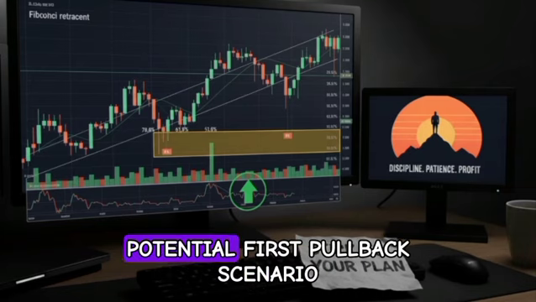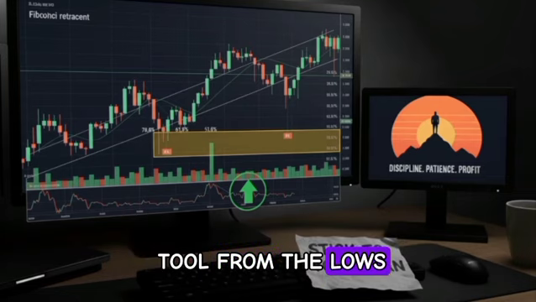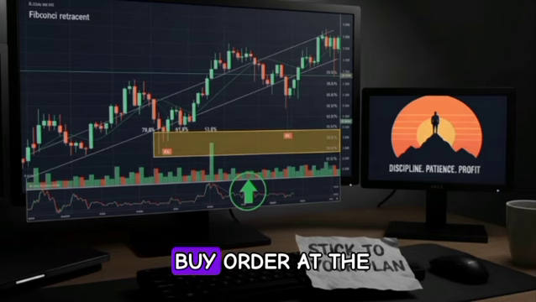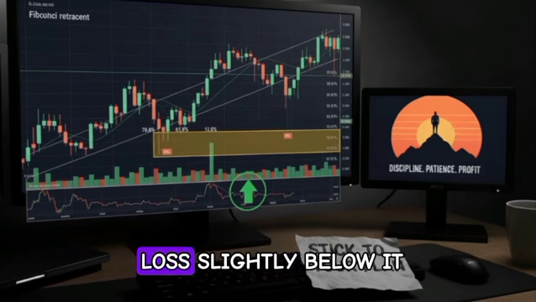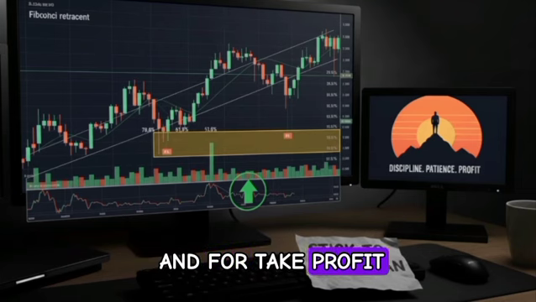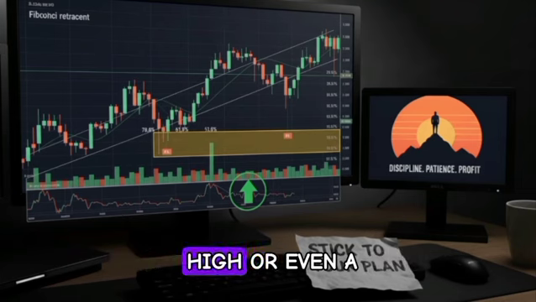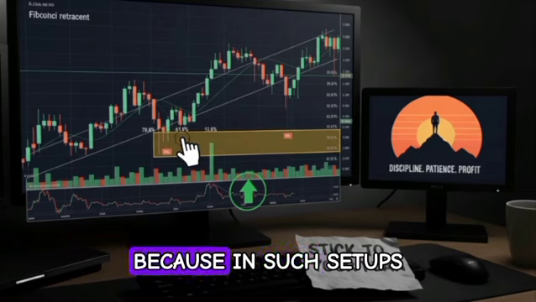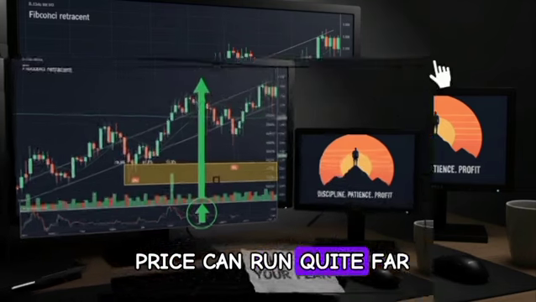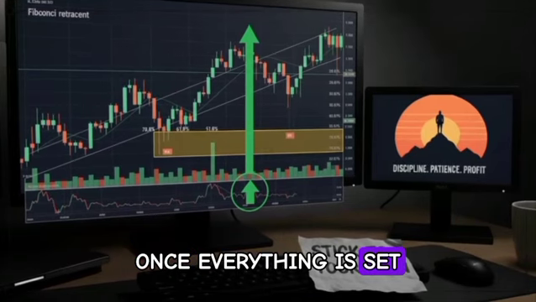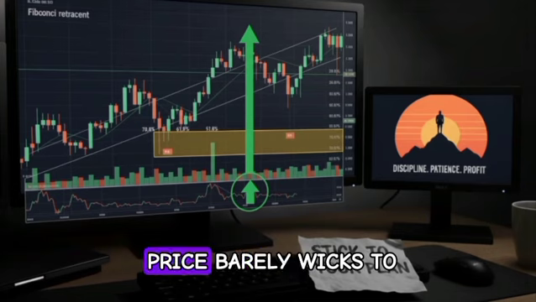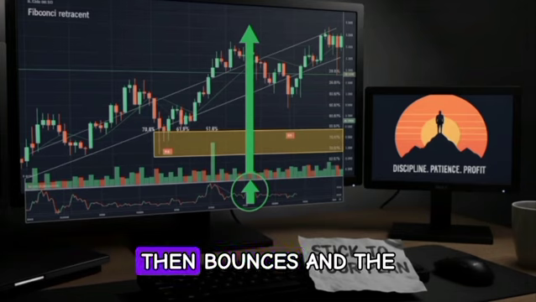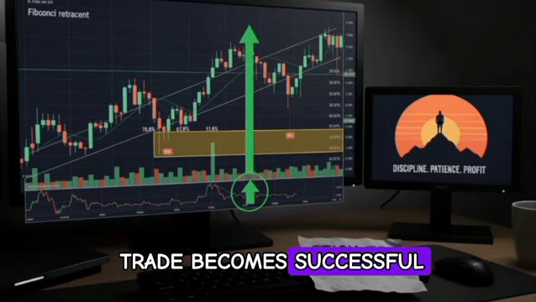How to use it? First, if I identify a potential first pullback scenario, I draw the Fibonacci tool from the lows to the highs. Then I place a buy order at the 61.8% level. I set the stop loss slightly below it, and for take profit, either target the previous high or even a higher level, because in such setups, price can run quite far. Once everything is set, just allow the market to play out. As seen here, the price barely wicks to our entry point, then bounces and the trade becomes successful.